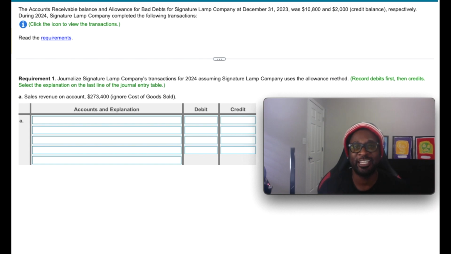Today we're going to take a look at a walkthrough problem of how to properly record uncollectibles under the allowance method. If you're unfamiliar with the allowance method, don't fret gang, I dropped a link to get you up to speed in no time. So with that being said, let's get it.